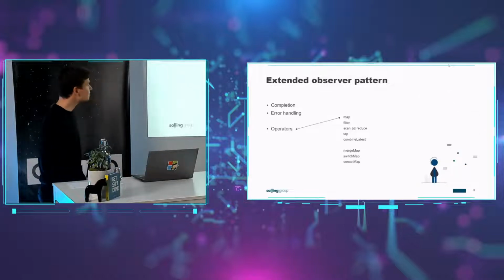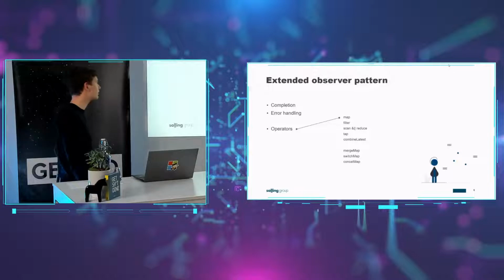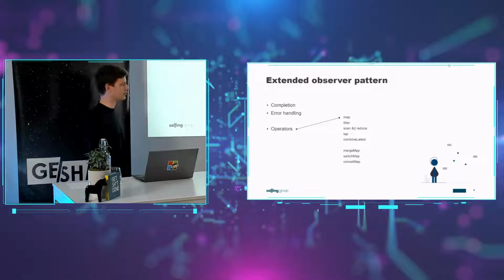So I said that the observable in RxJS extends the observer pattern. In the observer pattern, you can only notify the observers of changes. What the observable can do more than that is notify observers that it's complete. So it has one more callback, which is completion. It can tell the observers, hey, by the way, I'm done emitting stuff now. You can do whatever you want to do based on that information.